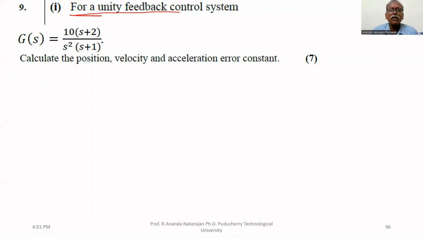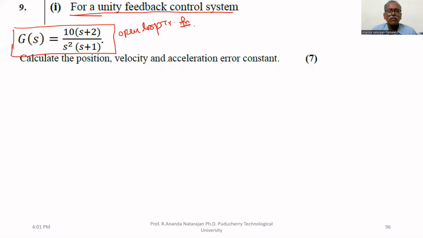For a unity feedback control system whose open loop transfer function G(s) is given, meaning the open loop transfer function, G(s) equal to 10 multiplied by (s plus 2) upon (s square plus s plus 1). Calculate the position, velocity, and acceleration error constants. So this is the open loop transfer function G of S.